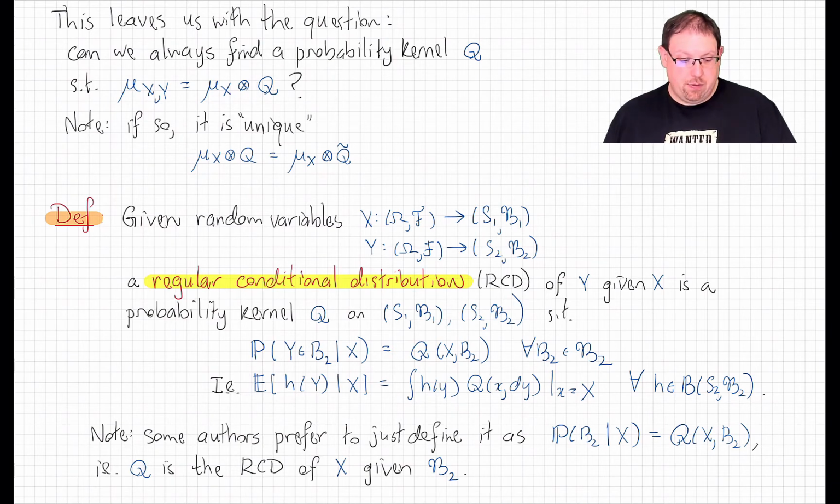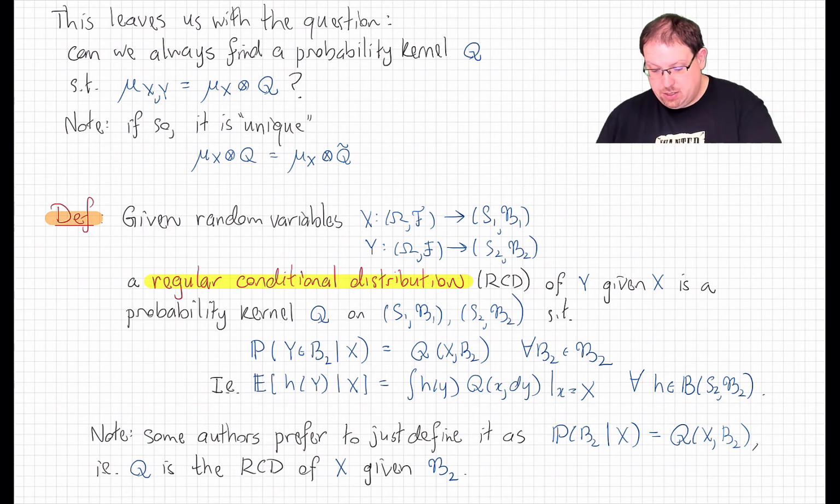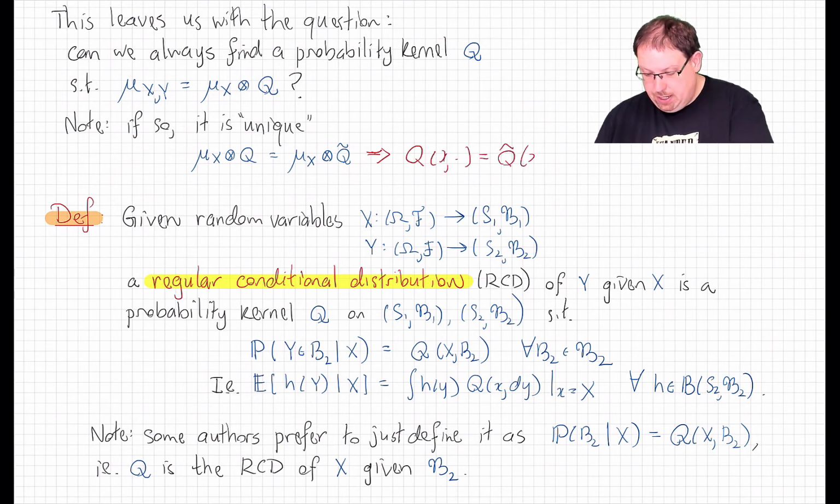Now, as a first remark, if we can do so, then there will be a unique probability kernel, at least unique up to sets of mu x measure 0. Because as we saw last time, if I had two probability kernels that both satisfy this factorization property, it then follows that the two kernels agree for almost every x, that is, almost every with respect to the law of the random variable x.